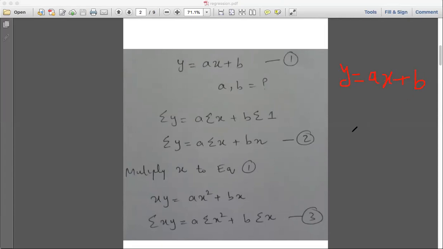This we need to find, and we will use equation 2, that is, summation y is equal to a summation x plus b n. Okay, and what is the second equation? Summation xy is equal to a summation x square plus b summation x.